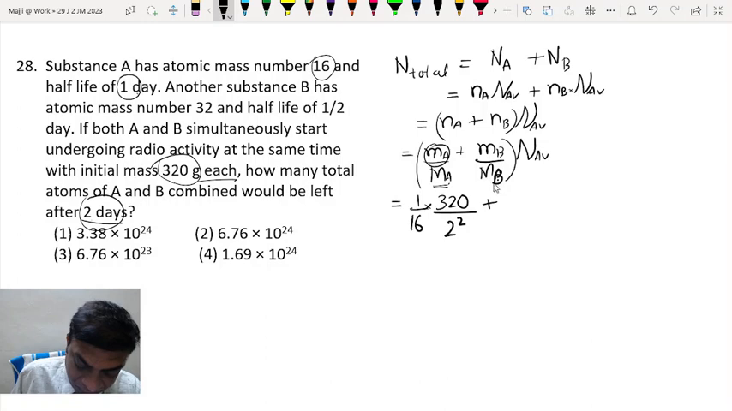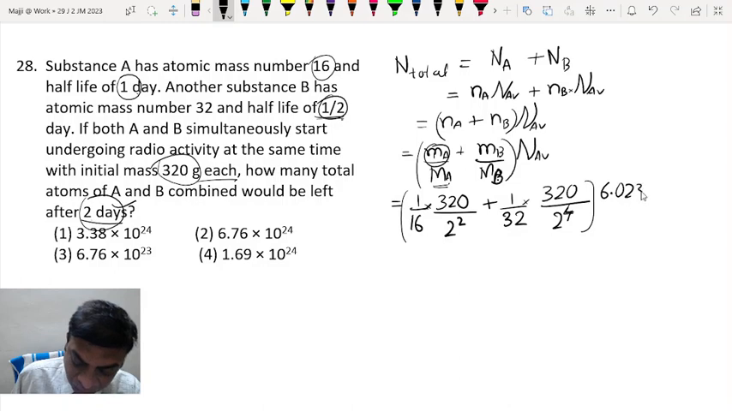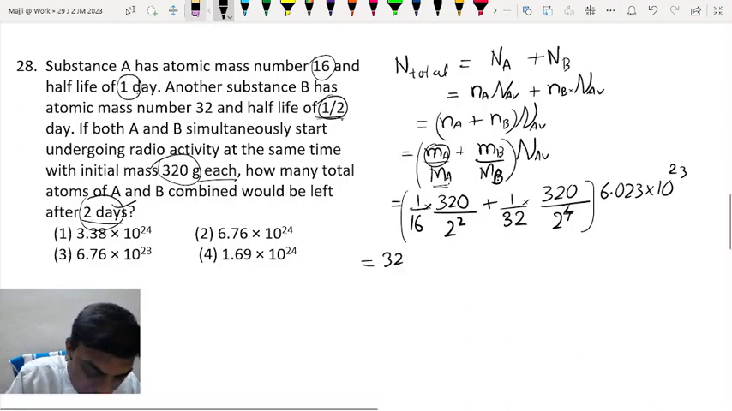Similarly, for B, atomic mass is 32. Now, initial mass is again 320 grams, but divided by 2 to the power 4, because in 2 days there will be four half lives, because half life of B is given as half. So 2 divided by half is 4. So at the end of 4 half lives, it will be 1 upon 2 to the power 4, whole multiplied by Avogadro's number. Avogadro's number is 6.023 into 10 power 23. So this should be the final answer. So 320 can be taken common, or if possible, let us cancel, not a problem here.